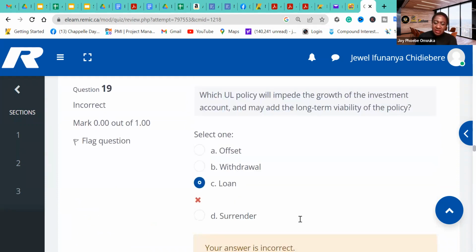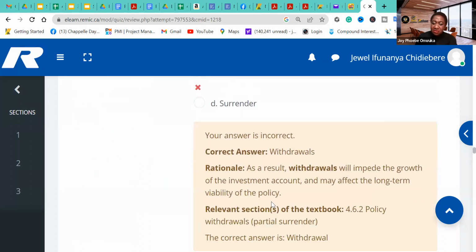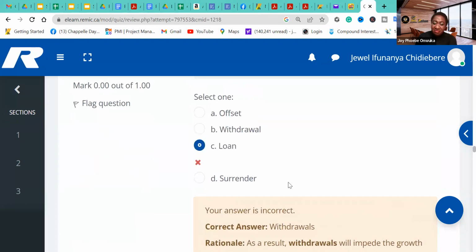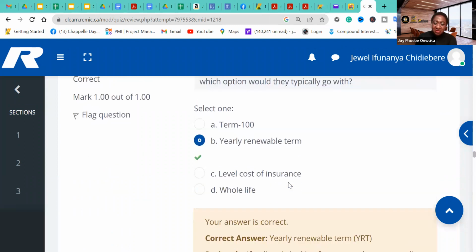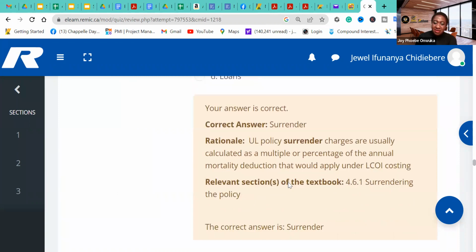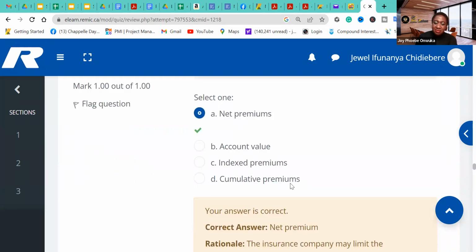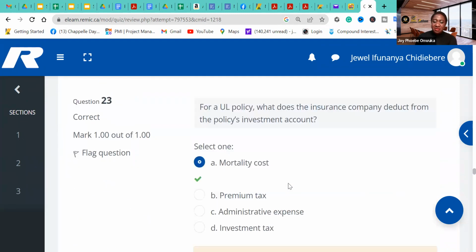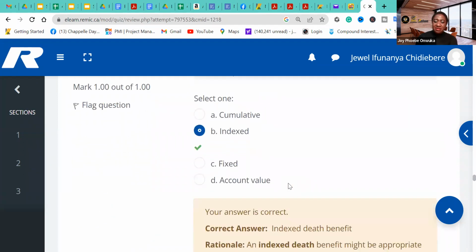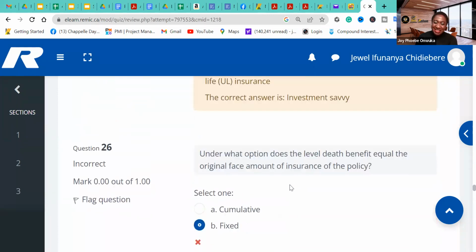Okay, this one we did not get. It said, which UL policy feature will impede the growth of the investment? The correct answer is withdrawal. Oh, interesting. Please read the rationale. Then we got this one. Did you get this one? Yeah. We got this. We got this. And this.